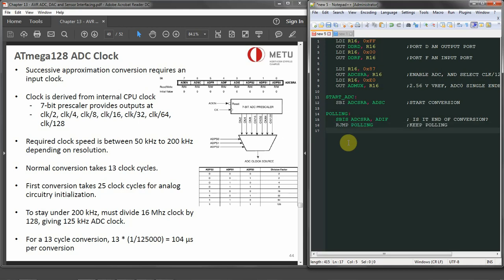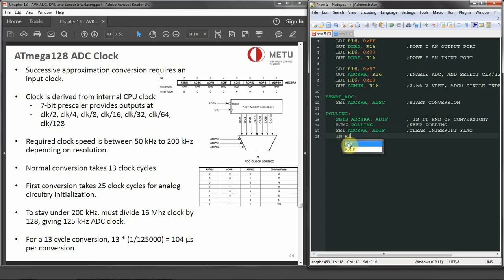Then if it's the end of it, we can clear the interrupt flag. So how do we clear? We can set the interrupt flag to be cleared with set bit immediate, and then we have to get the value into a GPIO register.